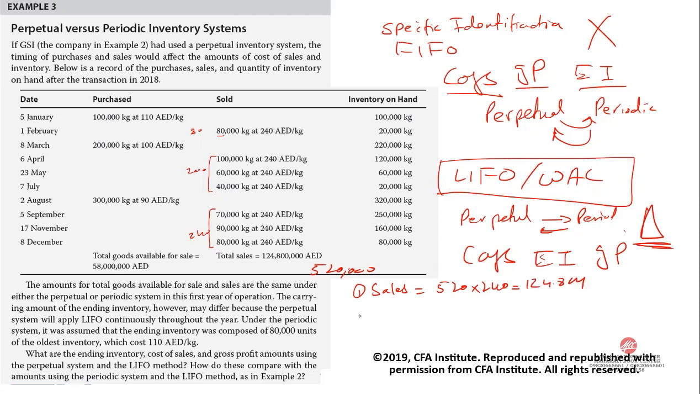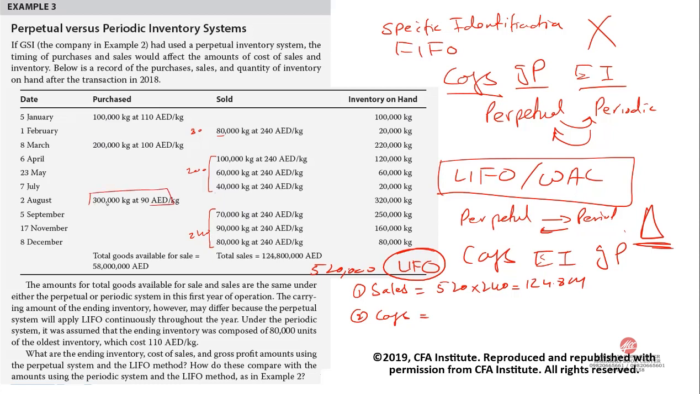That was 124.8 million. Cost of goods sold will change. Now last in, first out. We are using last in, first out because this is going to change. So out of 520, now we know when the sales are taking place. So last in, first out. These are the sales that have been made.